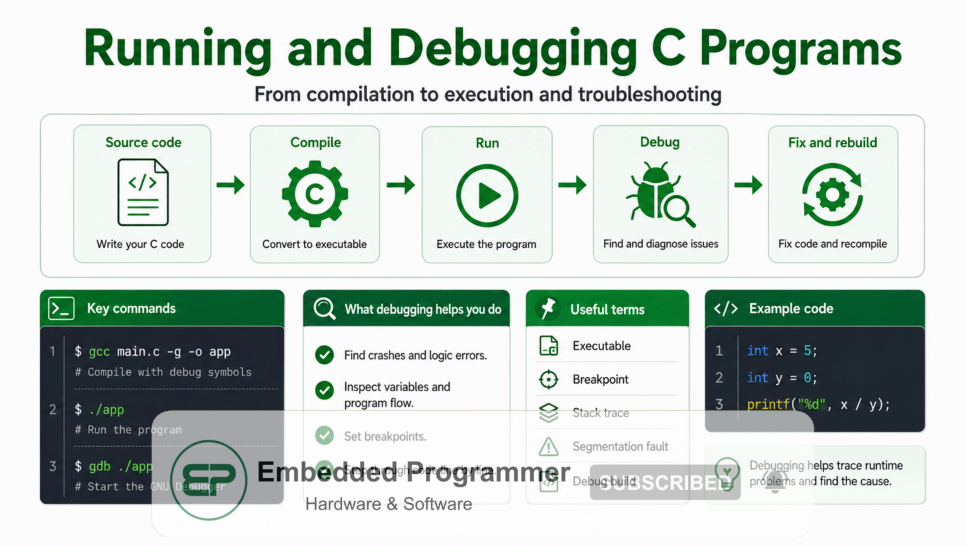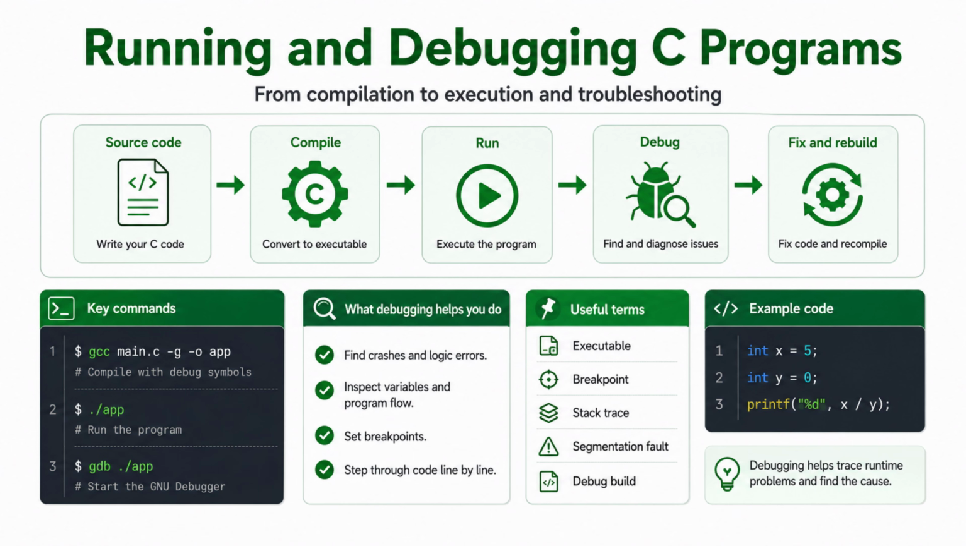After compilation and linking, the program must be executed and tested. On a desktop system, running may be as simple as executing the generated app. In embedded systems, running usually means flashing the firmware into the microcontroller and starting it on real hardware or in a simulator. Debugging helps us find runtime problems, not just compile time problems. A program may compile perfectly and still crash, freeze, reset, or behave incorrectly. Debug tools allow us to set breakpoints, inspect variables, step through code line by line, and analyze the call stack.